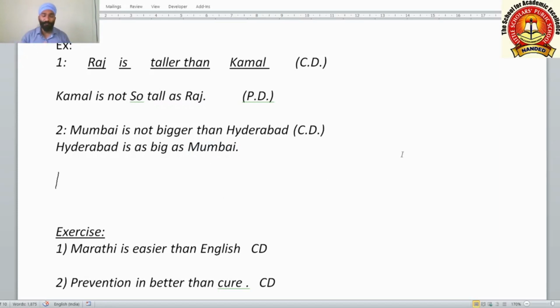This we have seen about type 1 means if the comparison is between two objects, only two objects. In the next video we will see further two types, means if comparison is between more than two objects.